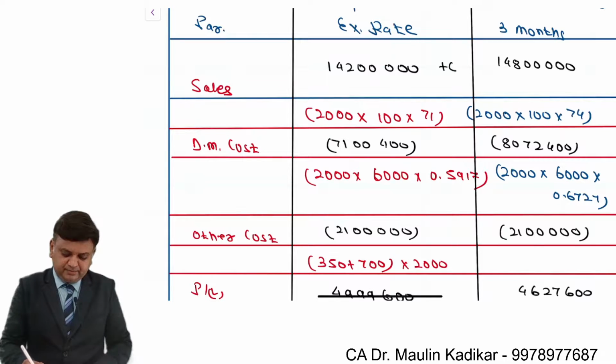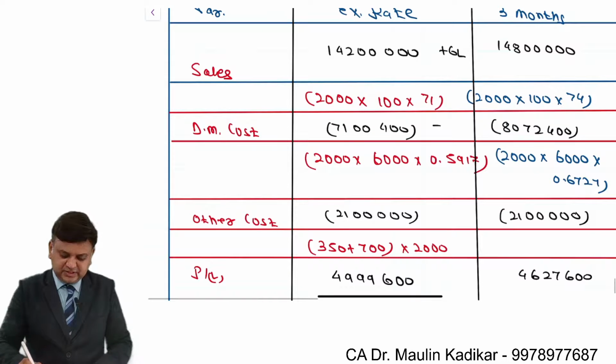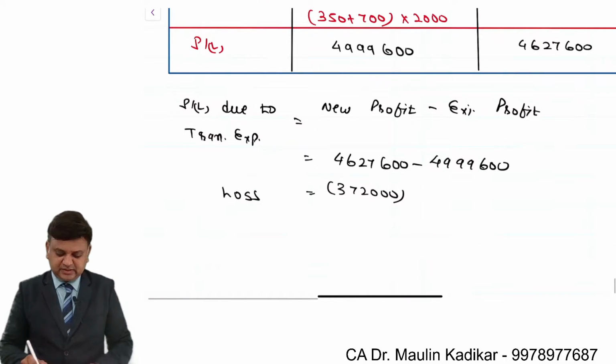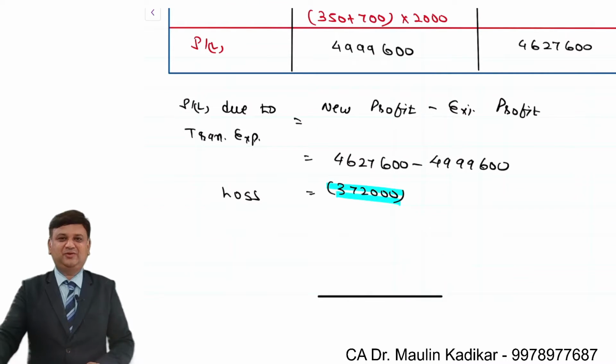you are being benefited by 6 lakhs. However, 80,72,400 minus 71 lakh 400, so over here the cost increases by 9,72,000. So this is the benefit and this is the loss. And because of that, this amount of the loss is 3,72,000.